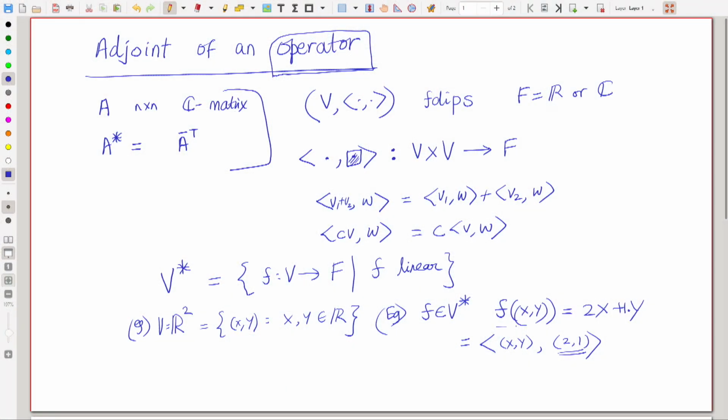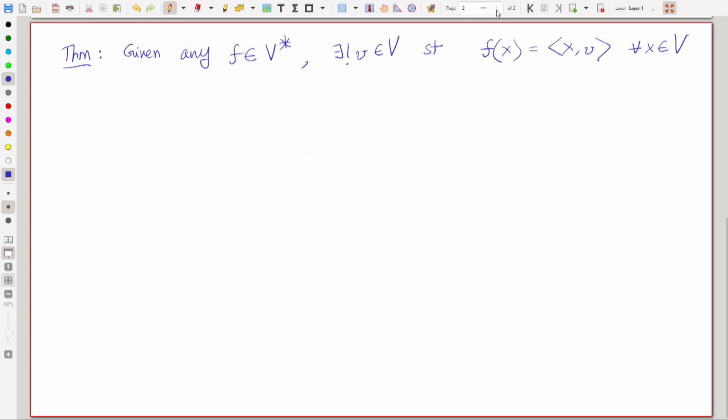For example, in the thing that we just looked at, if my linear functional is 2x plus y, then the vector v that we obtain from it is just (2, 1). Now, this is true in general, and the proof is more or less obvious. For all x belonging to V, evaluating f at x will give me the same answer as taking the inner product of x with my fixed vector v.